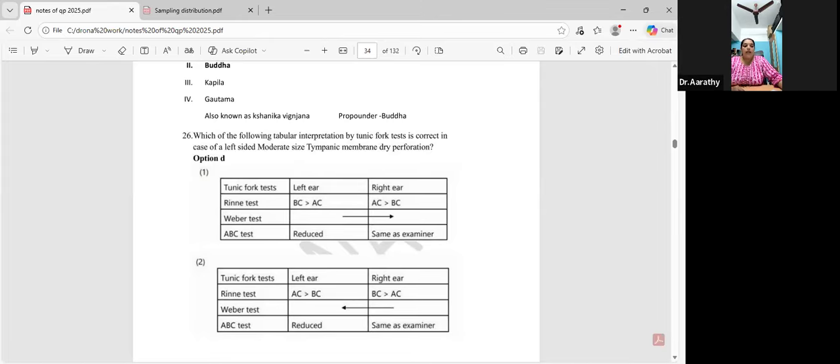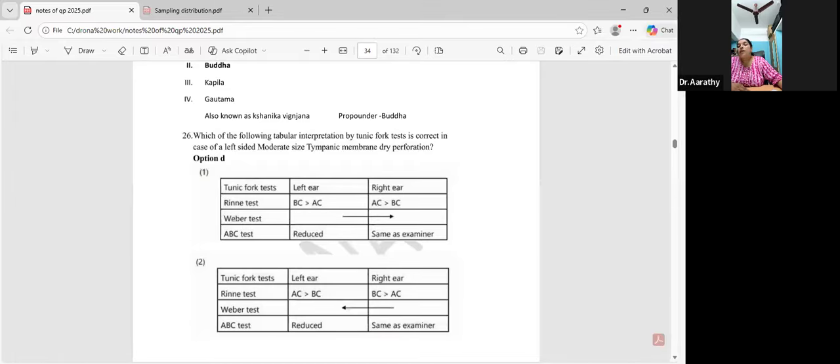Okay. Now, mainly the tests done for assessment of deafness are Rinne's test, Weber's test, and absolute bone conduction test or ABC test. Okay, Rinne's, Weber's, and ABC. Those are the tests given here. So, what is Rinne's test? You need to know what these tests are and when they become positive to answer this question.